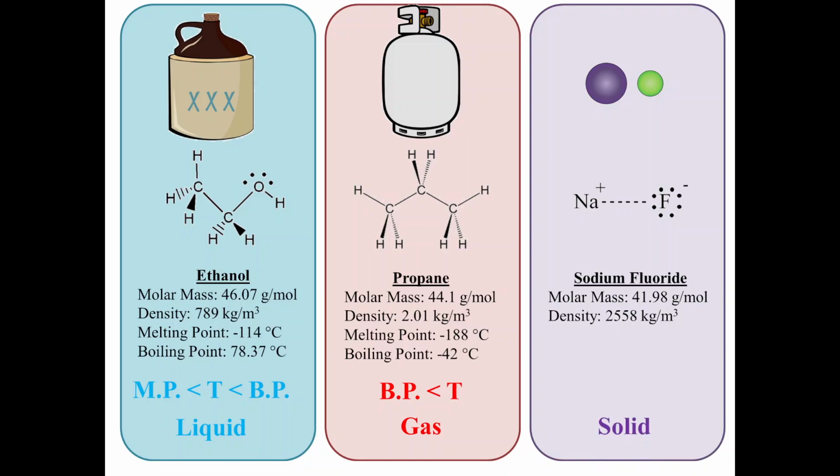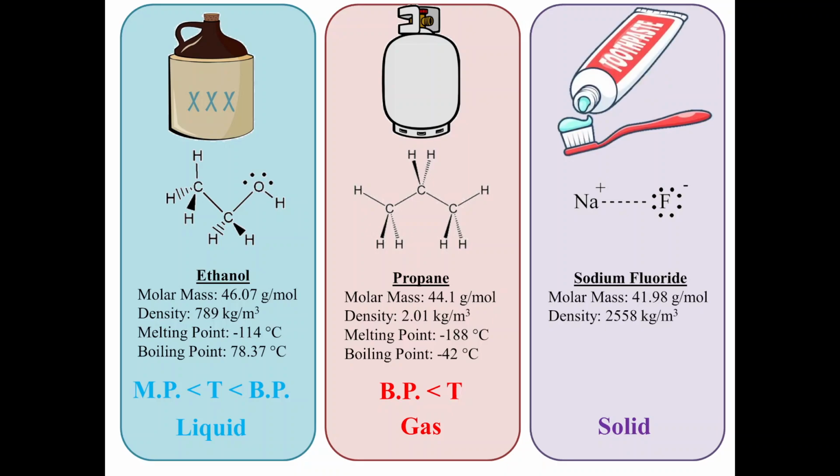Sodium fluoride is a common additive in toothpaste and our city water, because we all love putting fluorinated molecules in our mouths. It's better than cake. Mmm, cake. Sodium fluoride has a melting point of 993 degrees Celsius and a boiling point of 1695 degrees Celsius. 20 degrees Celsius is much less than both of these, so we have a solid.